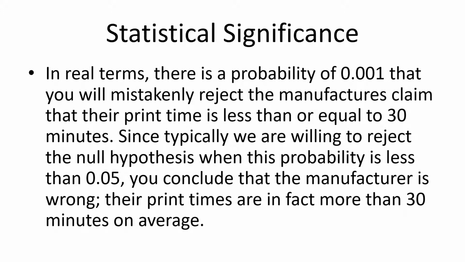So thinking back to our statistical significance and our p-test, in real terms there is a probability of 0.001 that you will mistakenly reject the manufacturer's claim that their print time is less than or equal to 30 minutes, since typically we are willing to reject the null hypothesis when this probability is less than 0.05. You conclude therefore that the manufacturer is wrong. Their printer times are in fact more than the 30 minutes on average.